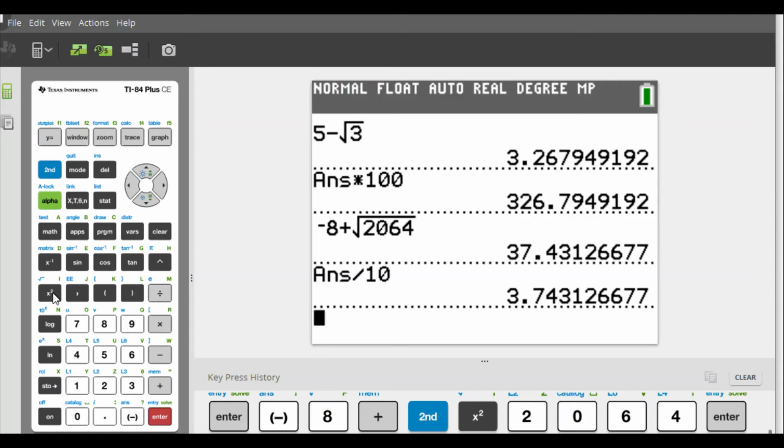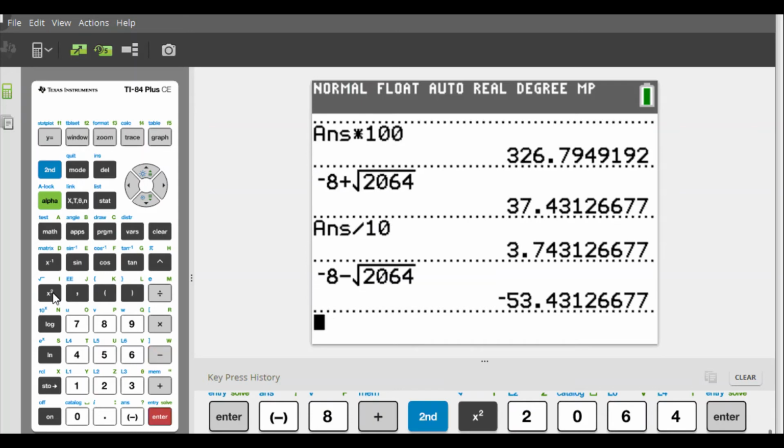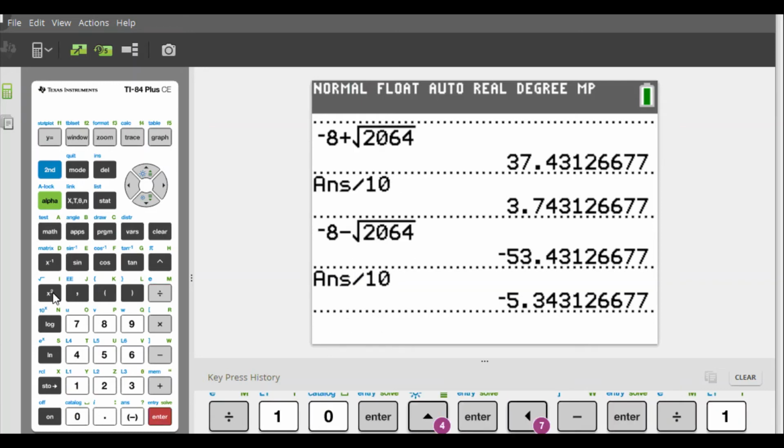For the other value, I can just copy this here, negative 8, and instead of negative 8 plus, I'll do negative 8 minus. I can just do that, hit enter. I could retype over again, but I'd rather not. And then divide this by 10. And so for negative 8 minus the square root of 2064 over 10, I get negative 5.3.